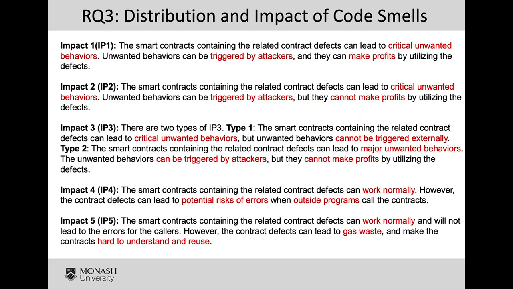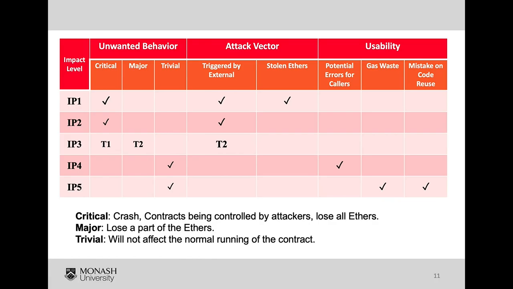We also summarize 5 impact levels according to the consequences of the contract defects. This table might be clearer. Impact level 1 to impact level 3 can lead to critical or major unwanted behavior of smart contracts. Impact level 4 and impact level 5 can only lead to trivial unwanted behaviors.